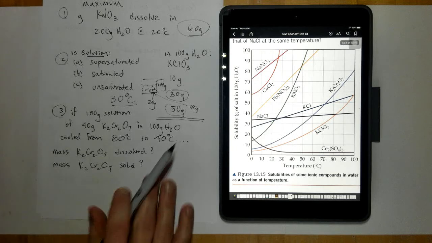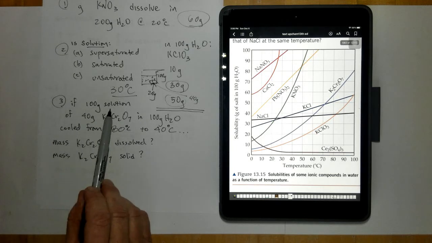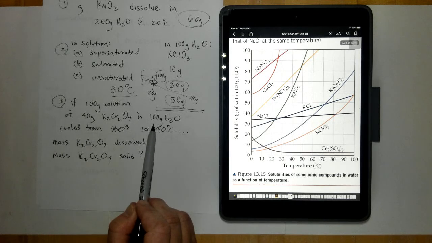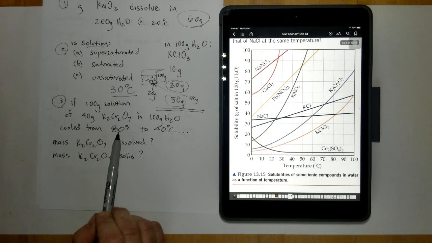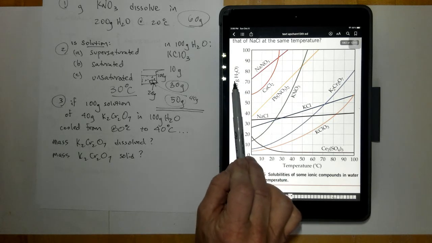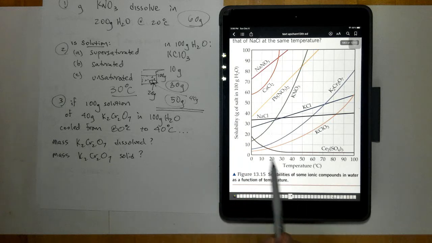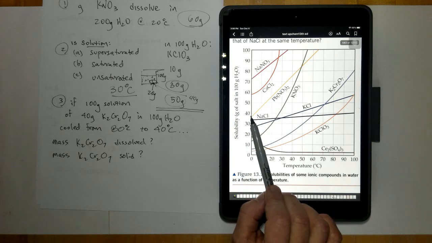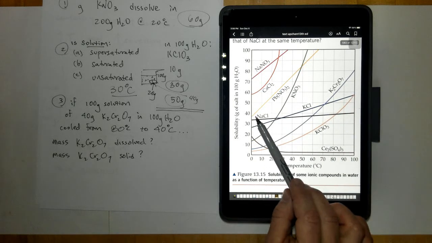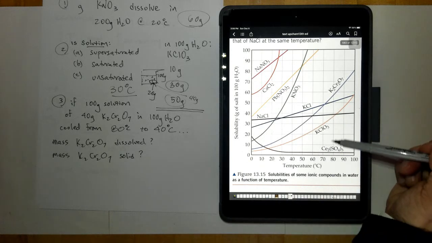Last trick question. If 100 grams of solution, we had 100 grams of solution of 40 grams K2Cr2O7 in 100 grams of H2O, and we cooled it from 80 to 40 degrees Celsius, what mass of K2Cr2O7 is dissolved, and what mass of K2Cr2O7 is solid? Okay, so it's good we know we have 100 grams of H2O, and we have 40 grams of the K2Cr2O7. So follow that over here, and the K2Cr2O7 is this line right here, and follow that all the way over until we get to 80 right here.